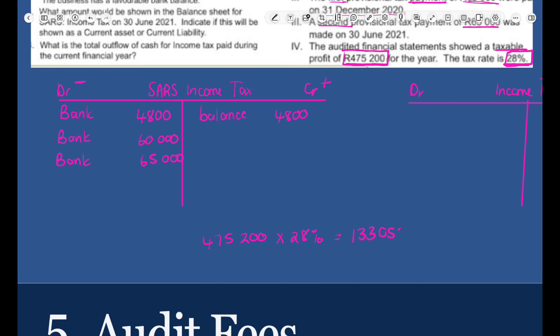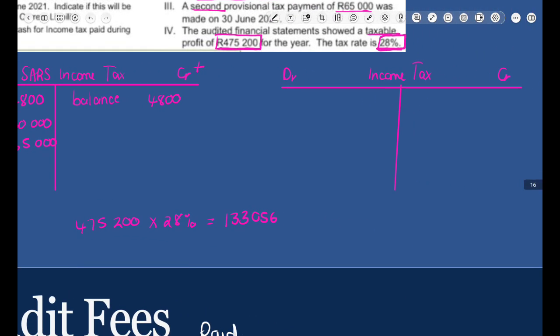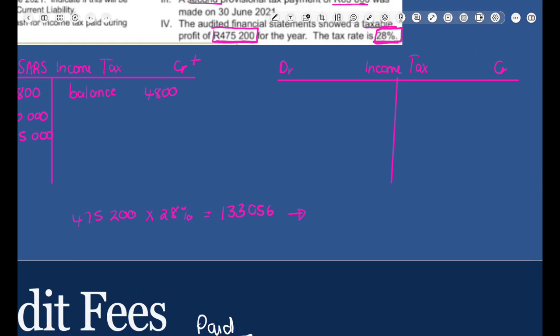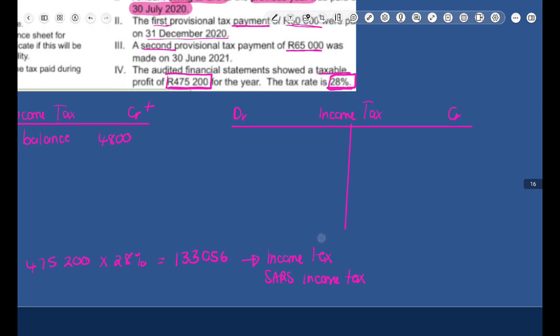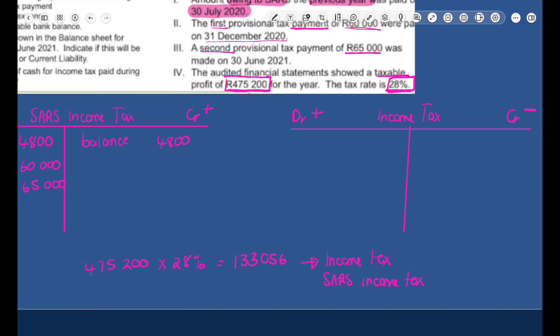That gives me 133,056. So now this is the amount of tax that SARS says I owe them, right? So what are the two accounts that will be affected by income tax? Firstly, it's your income tax, and then the contra account is SARS income tax. Those are the two accounts that are affected. So under my income tax, remember income tax, what type of account is it? It's an expense account. So it increases on the debit side and decreases on the credit side. So I have an expense, right, which I'm paying off, so it's going to be increasing on the debit side.